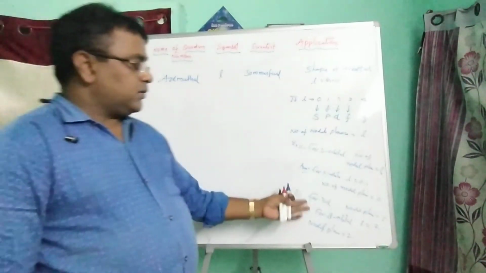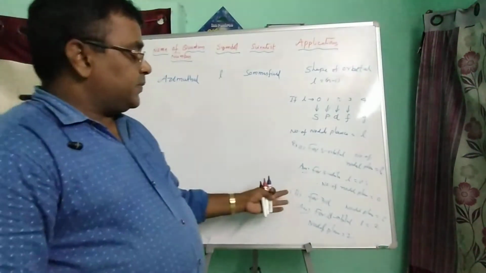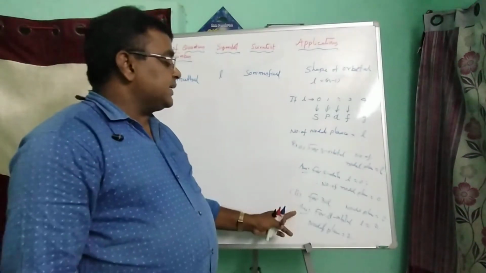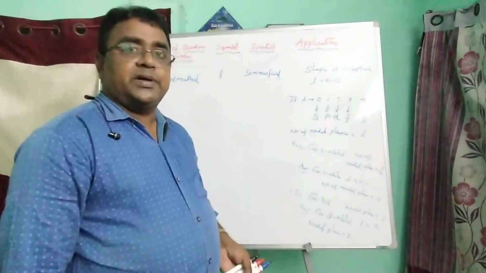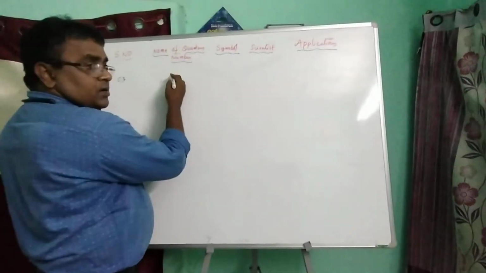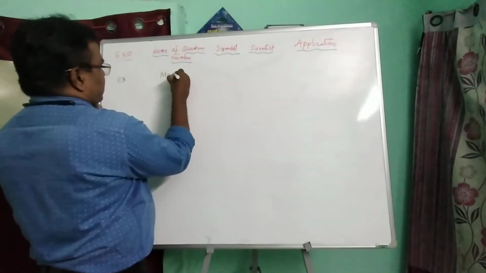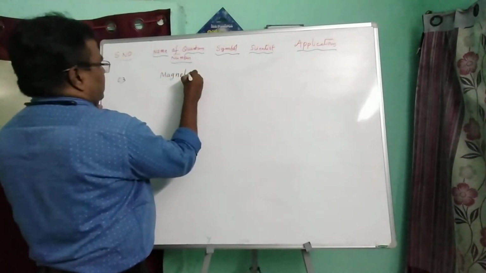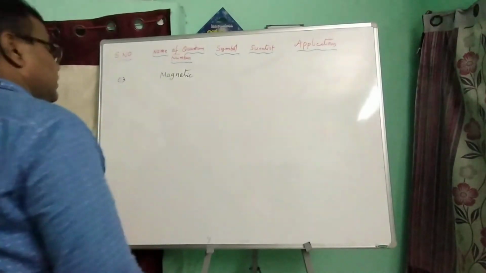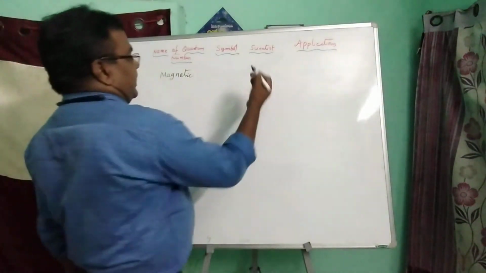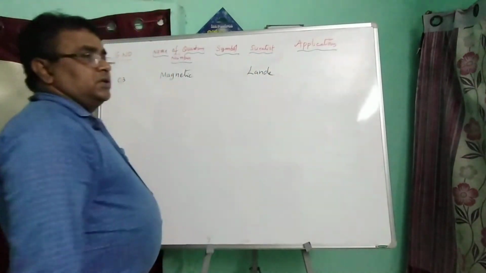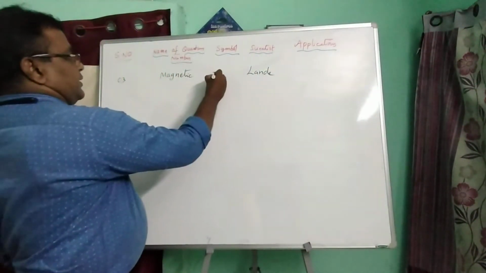We know that a nodal plane means the probability of finding the electron around the nucleus is 0, that is a nodal plane. Third one is magnetic. The magnetic quantum number was discovered by Landé. Its symbol is M.